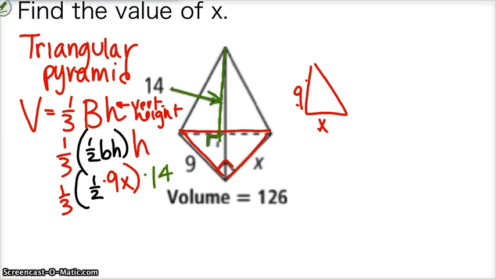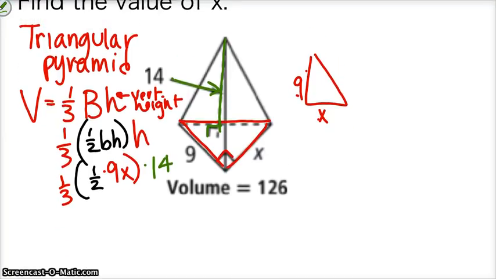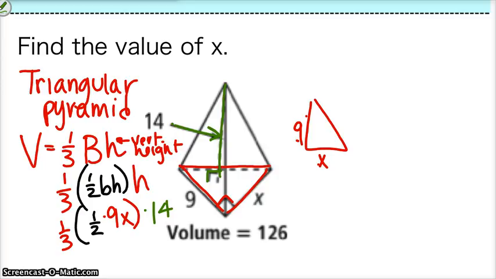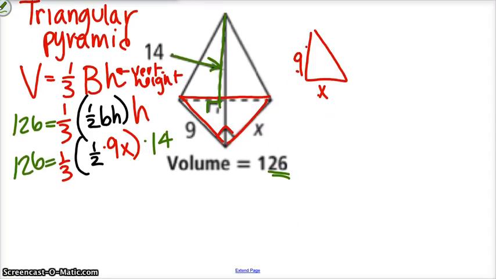So what you need to do now is to simplify. What is volume? It told us. Oh, there. Volume is 126. So now we have an equation, and we can start simplifying things. All right, so half of 9 is 4.5. X times 14 times 1/3. Let's see what that'll be in our calculator. If I do 4.5 times 14 times 1/3, so 1/3 times 4.5 times 14 gave me 21. So I have 21x is equal to 126.